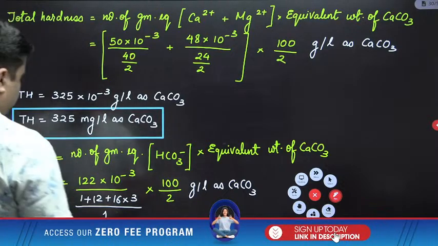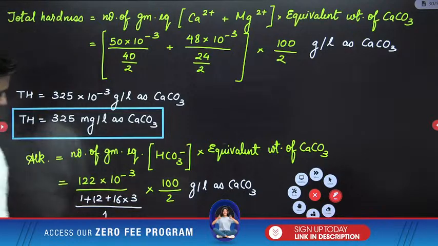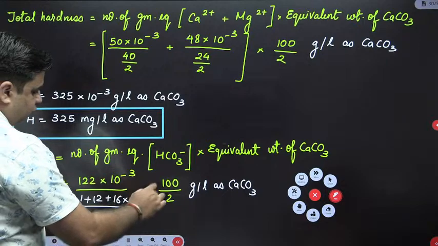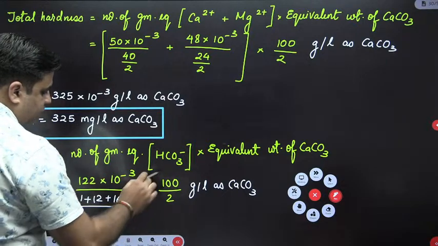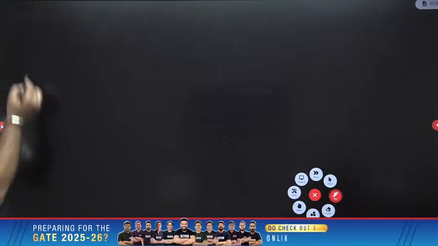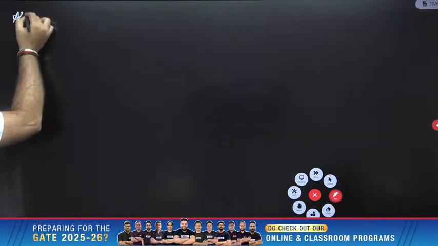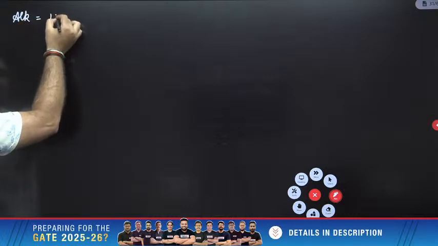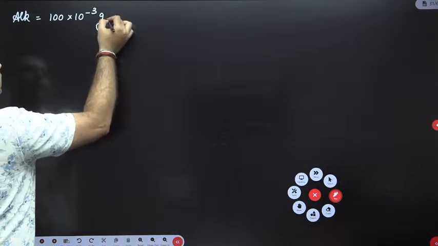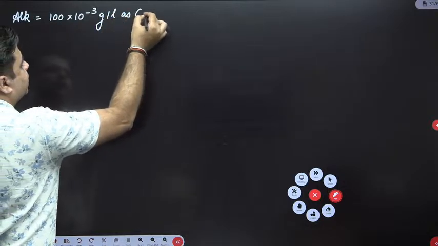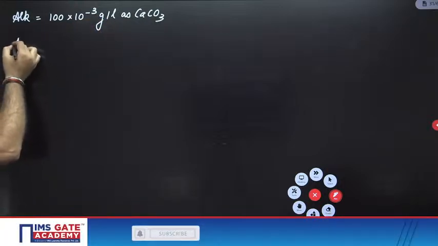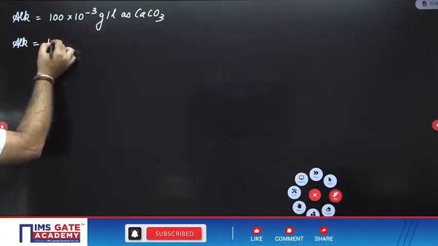Okay. So this will be how much? This will be 61. So 122 by 61 will be 2. This 2 and 2 will cancel out. So this will be 100 into 10 raised to power minus 3 gram per liter. So alkalinity is equal to 100 into 10 raised to power minus 3 gram per liter as CaCO3. So this 10 raised to power minus 3 in gram will be milligram. So alkalinity will be equal to 100 milligram per liter as CaCO3.